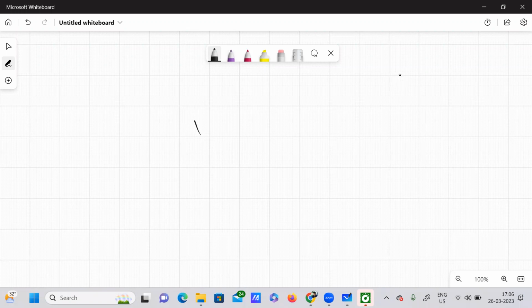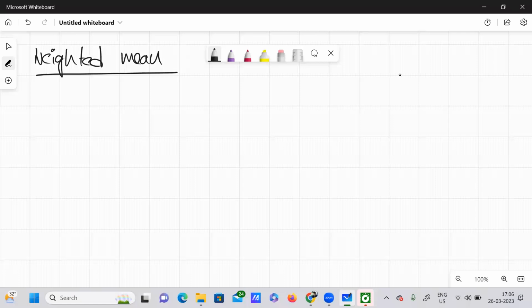So I came today with some exciting topic, that is weighted mean. So what do you mean by weighted mean? I'm going to explain this entire concept right now.